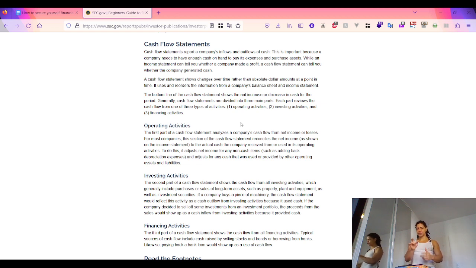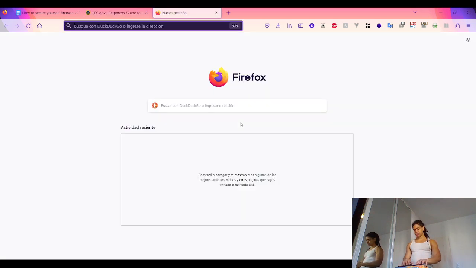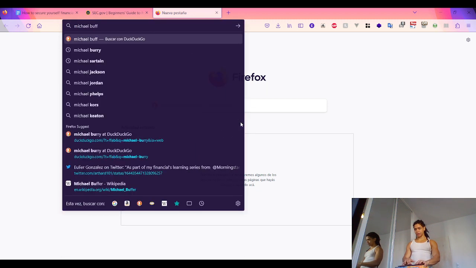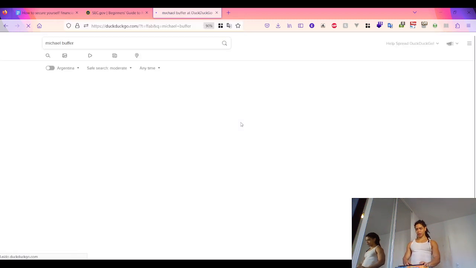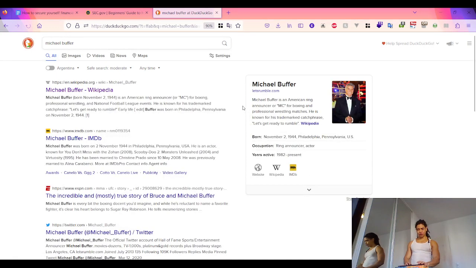And then I also look at other intangible assets like the trademarks, which are exclusive logos, images, designs, audio that uniquely identify this company from the competition, such as the immortal lines of Michael Buffer, Michael Buffer, let's get ready to rumble, right?